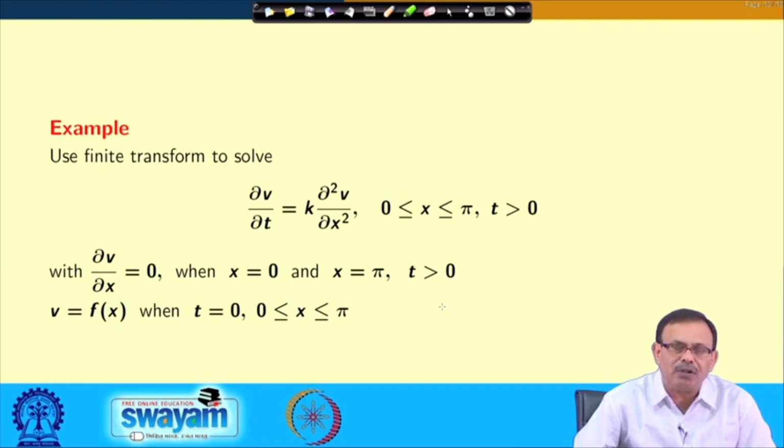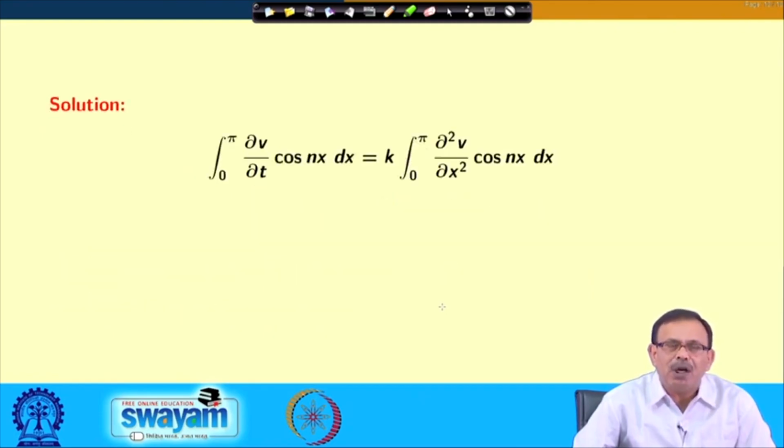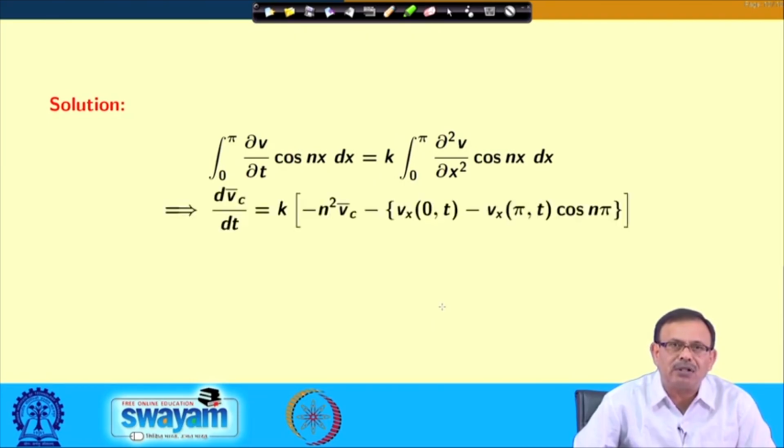Please note this one. Whenever problems are given to us, I have to decide whether to use the finite Fourier cosine transform or the finite Fourier sine transform, depending upon the range of the variable as well as the conditions provided. By applying the finite Fourier cosine transform, I get the integral from 0 to pi of del v del t cos nx dx equals k times the integral from 0 to pi of del squared v del x squared cos nx dx.